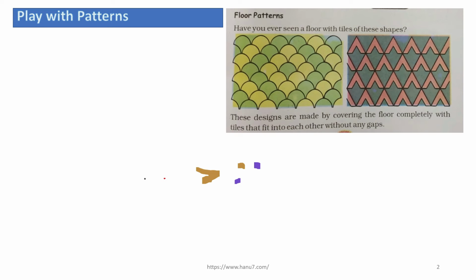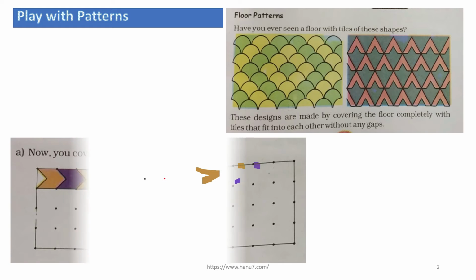So, floor patterns. Have you ever seen a floor with tiles of these shapes? These designs are made by covering the floor completely with tiles that fit into each other without any gaps. Can you see this is the pattern, exactly fitting the yellow one with the green one? And here the ash colored one is getting exactly fitted with the brick colored one. Such tiles you might have seen on footpaths here and there.